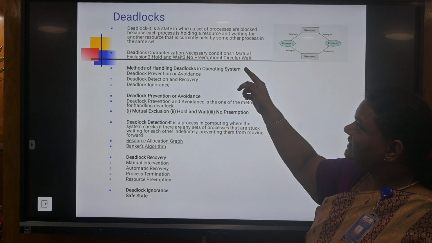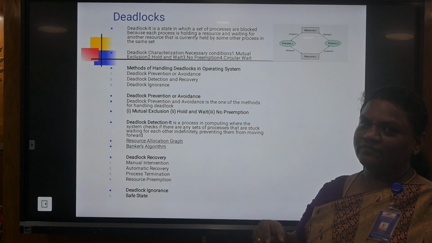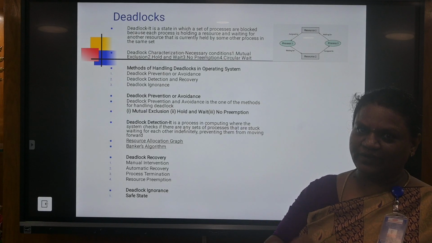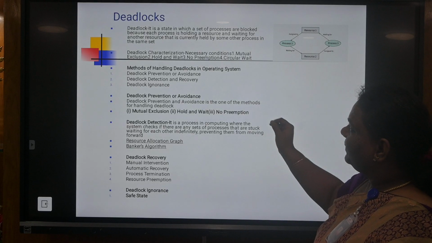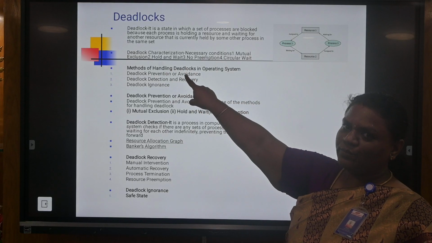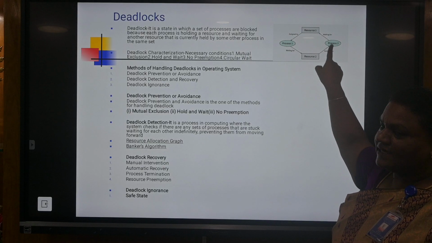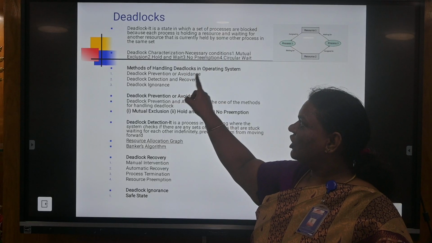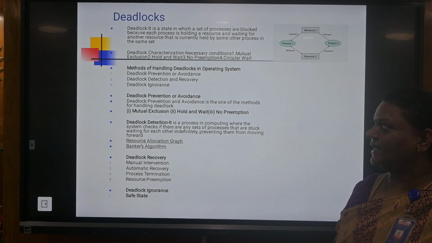What is a deadlock? It is a state in which a set of processes are blocked because they form a cycle where a process is already holding a resource and another process is waiting for the shared resource. That condition will lead to a deadlock. Deadlock necessary conditions are mutual exclusion, hold and wait, no preemption, and circular wait. If a cycle is formed like this, it causes deadlock. Methods of handling deadlocks are deadlock prevention or avoidance, deadlock detection and recovery, and deadlock ignorance.